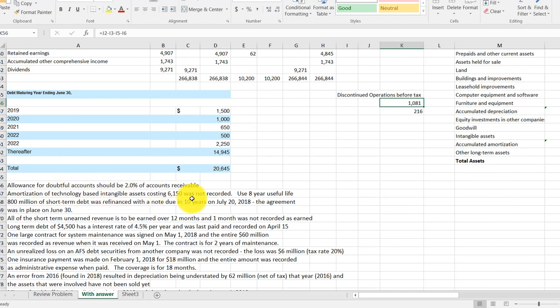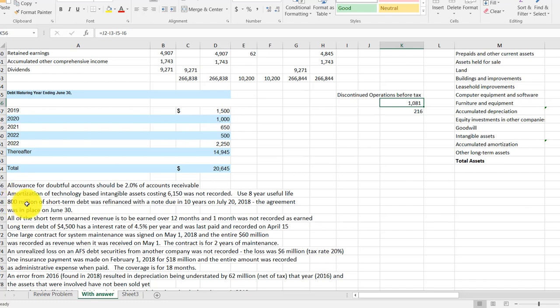We're going to amortize 6150 over 8 years, so 8 divided by 8. We never have salvage value on anything that's intangible. When we're done using it, it's useless, okay? So there is no salvage value on that.